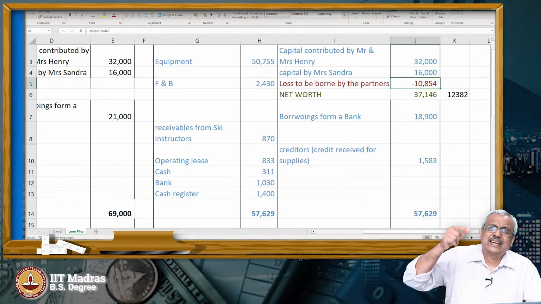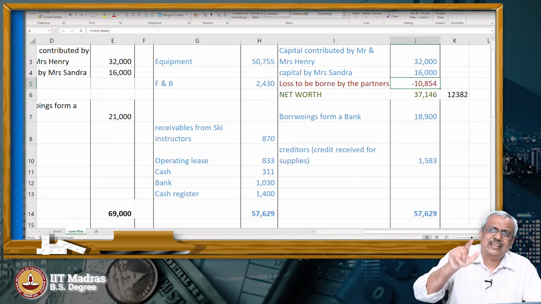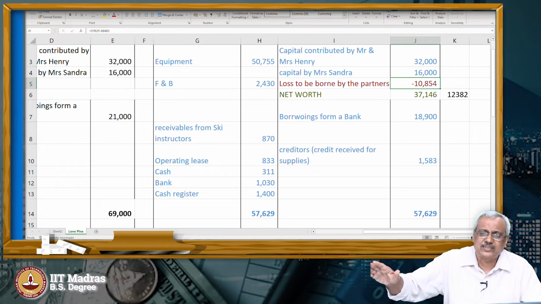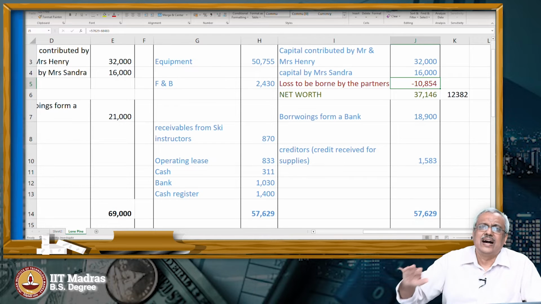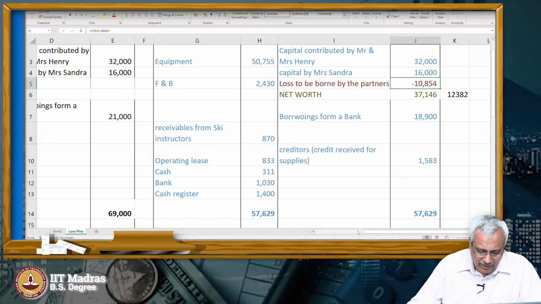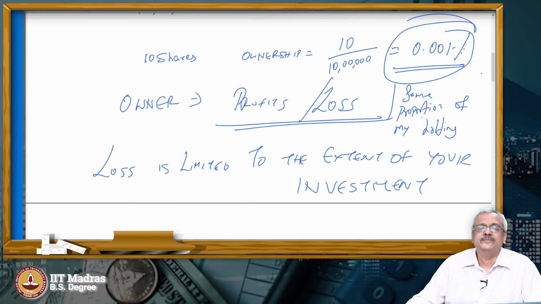Sir, would they not file a case against the partner? No. To whom have they lent? Have they lent to the individual or have they lent to the company? They have lent to the company. The company's duty is to settle, and the company does not have the money to settle. Over. Your job is, you have contributed capital to the company. You are not getting that capital back. Over. Job done. That is the advantage of equity. Your loss gets limited to the extent of your investment.